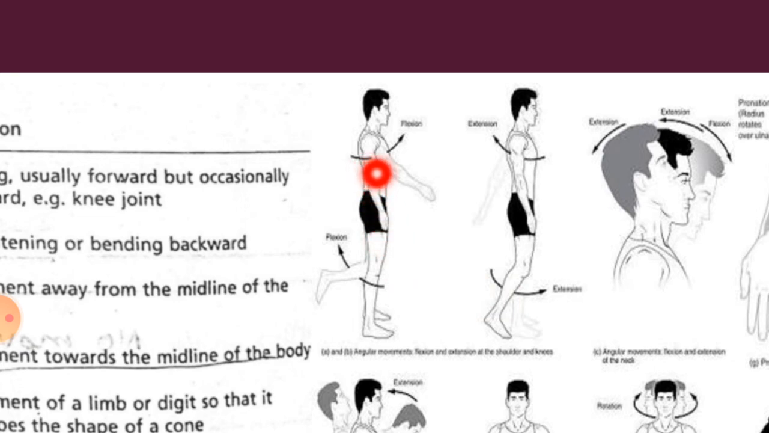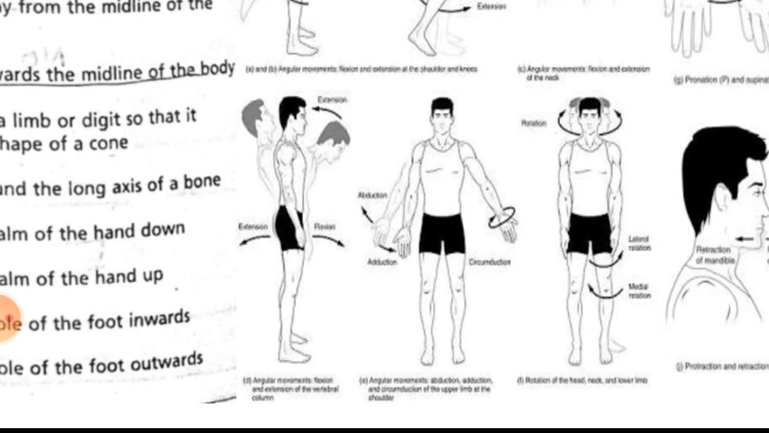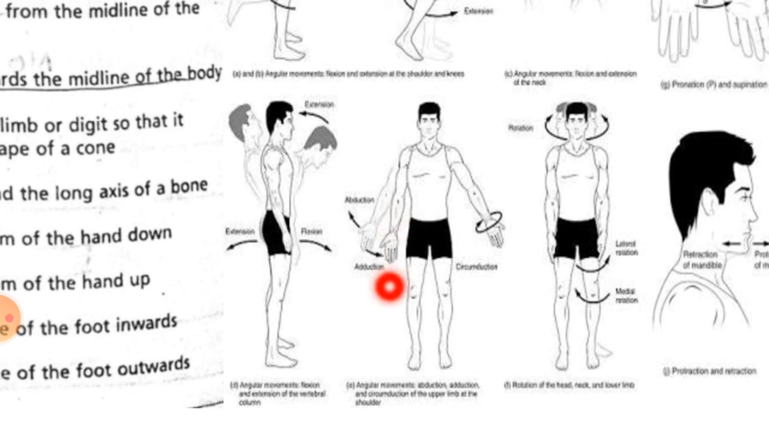This is flexion and extension at the shoulder joint. This is adduction and abduction. If you move your arm towards the body, then that would be adduction. You are adding towards your body, and if it moves away from the body, then we call it abduction. This is the circumduction, and this is basically the combination of different movements.